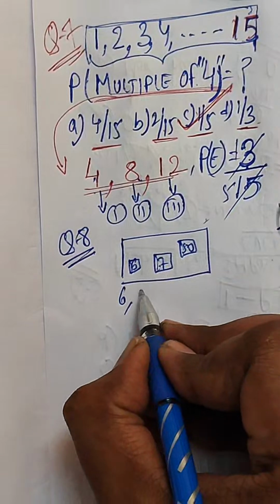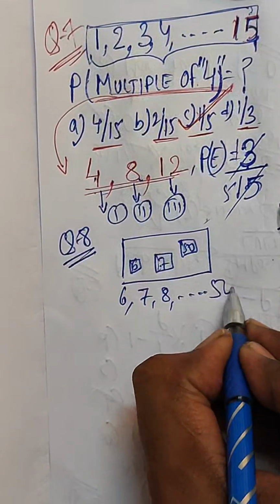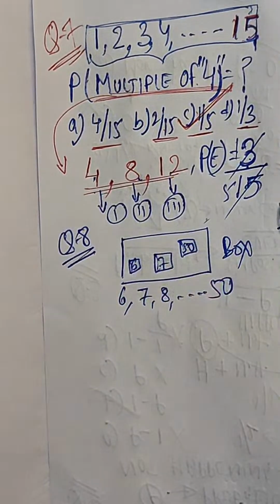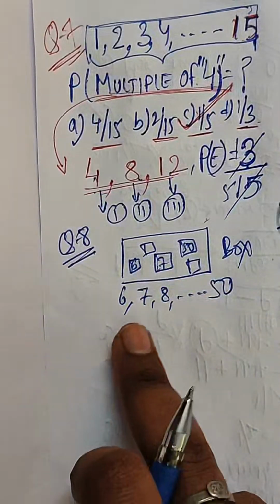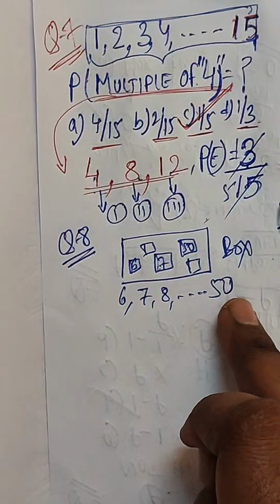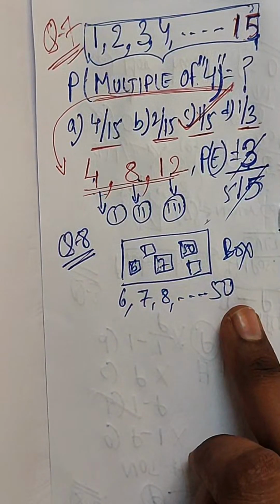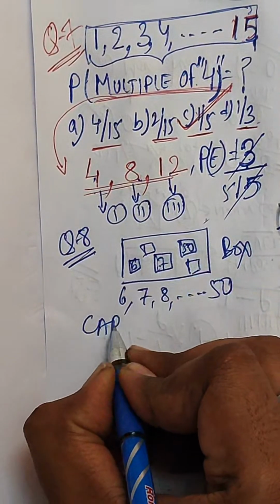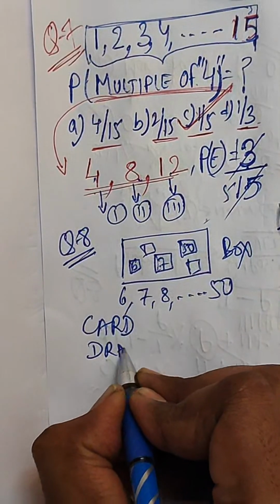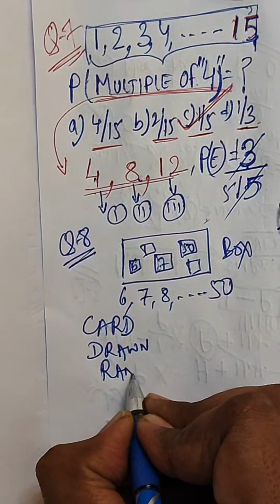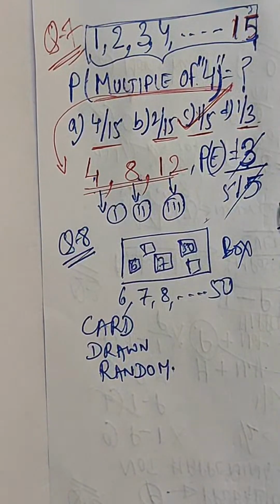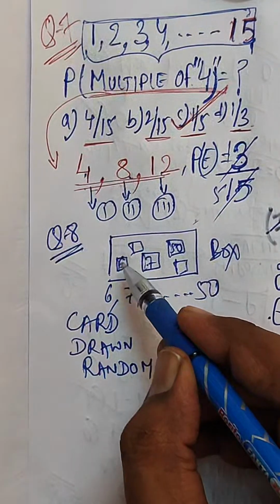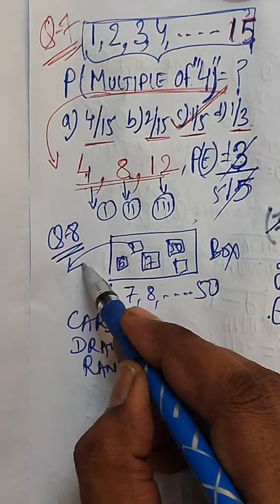So let me write it like this: 6, 7, 8, dot, dot, dot, 50. These are the cards in the box, right? This is a box and these are the cards. Multiple cards are placed in the box, and the numbers on the cards are 6, 7, 8 till 50. A card is drawn at random. That means you are not seeing which one is coming, and you are just putting your hand into the box and pulling out a card, right?